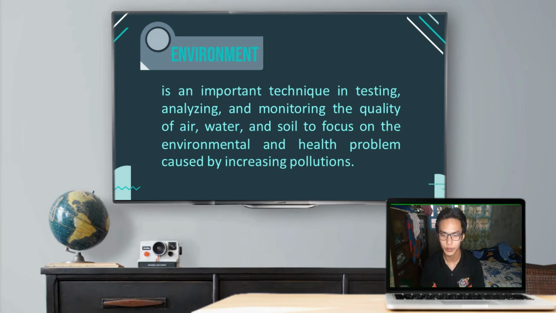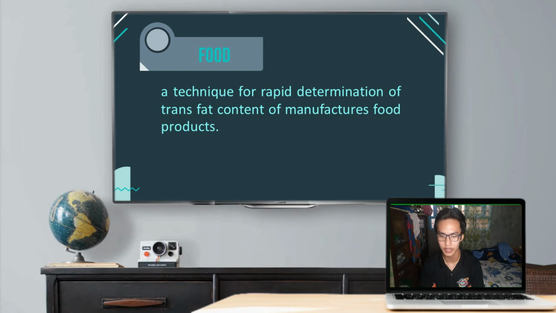Infrared spectroscopy is an important technique in testing, analyzing, and monitoring the quality of air, water, and soil to focus on the environmental and health problems caused by pollution. It is also used as a technique for rapid determination of trans fat content of manufactured food products. The technique offers a green method of testing and fast, accurate results with the added benefit of saving money on the cost of consumables, and is instrumental in compliance with food labeling requirements and to help promote healthy eating living.